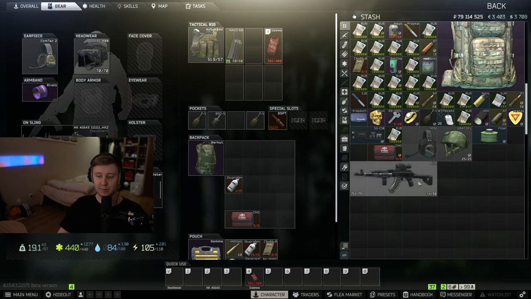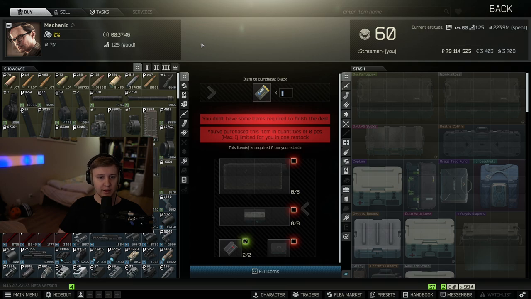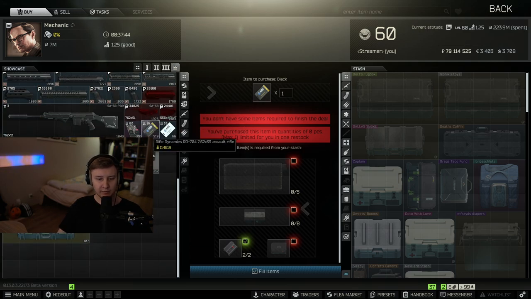BSG keep pushing the updates like there is no tomorrow, like their life depends on it. And right now we're getting more items in stock. Two of the really good examples would be Black Keycard from Mechanic.